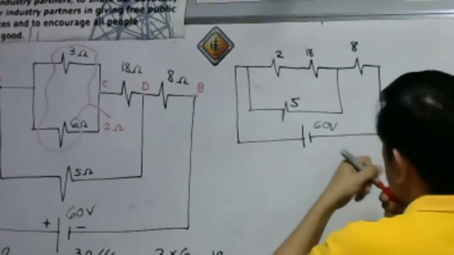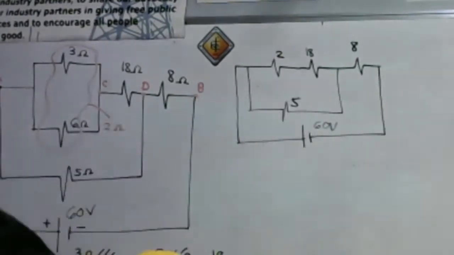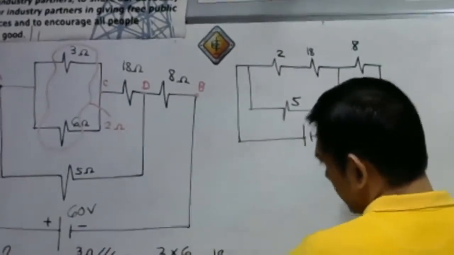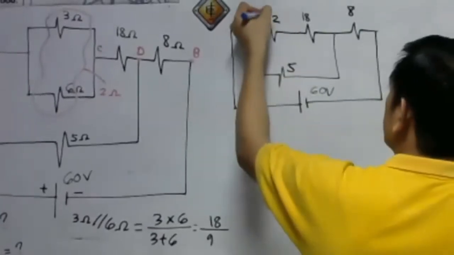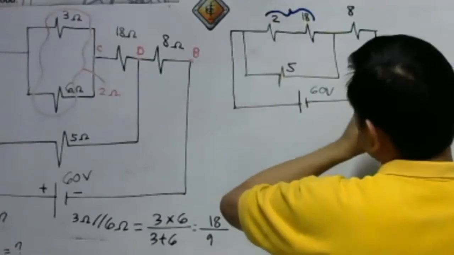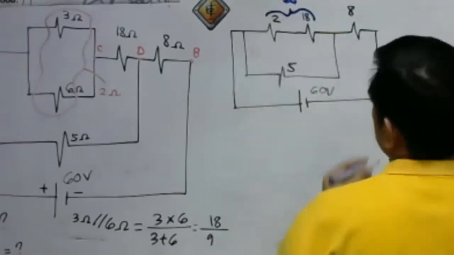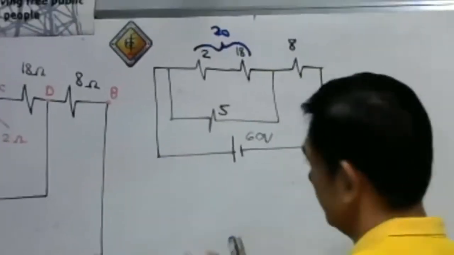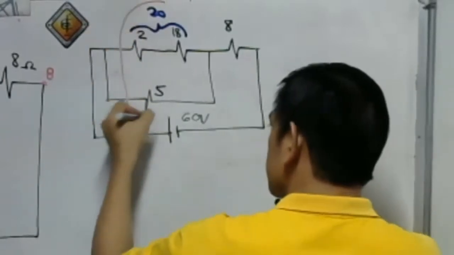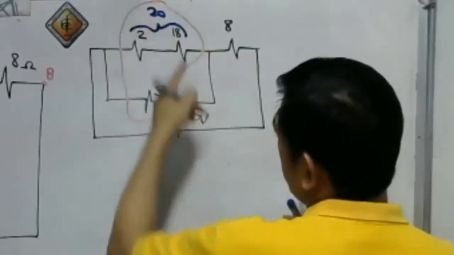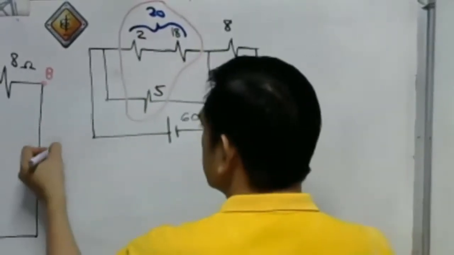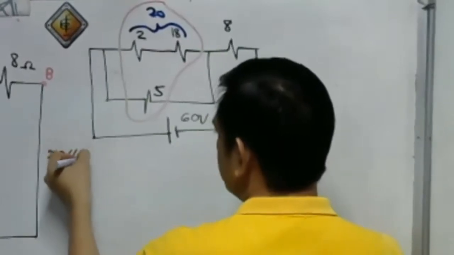So take a look here, guys, at our resistance. So we have here 2 plus 18, so we have here 20 ohms. Then let us get the equivalent. We'll be having here a parallel circuit. So we have 20 ohms and the 5 ohm resistance. Let us calculate the 20 in parallel with the 5 ohm resistance.